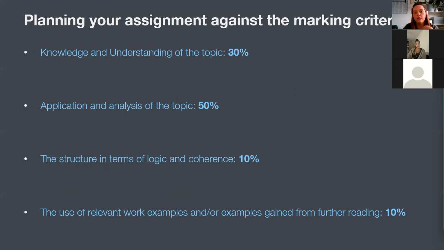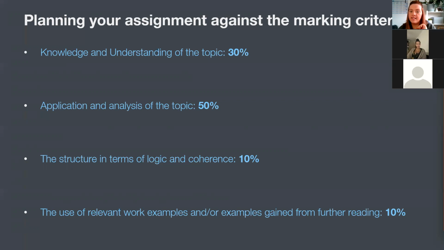So there is a marking criteria, and this is how it is split up, which I think is really useful to know. So first of all, 30% of your marks are going to come from your knowledge and understanding of the topic that you're studying. So what they're looking for here with the knowledge and understanding is the accuracy and the completeness of the facts that you're giving in your coursework.